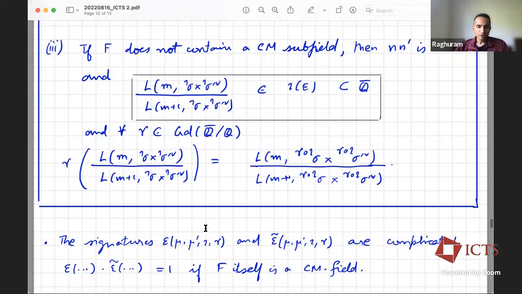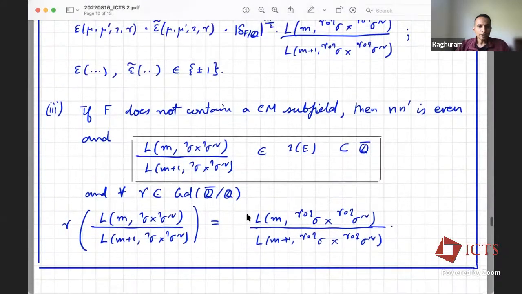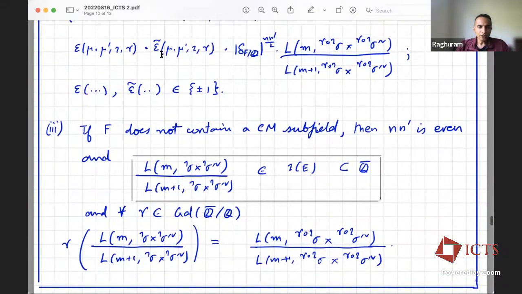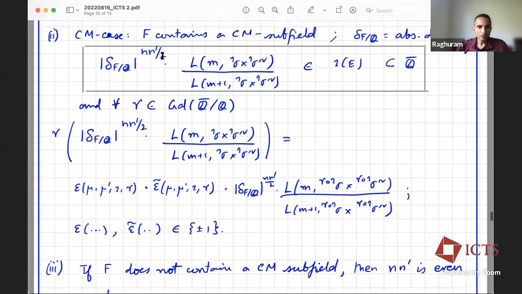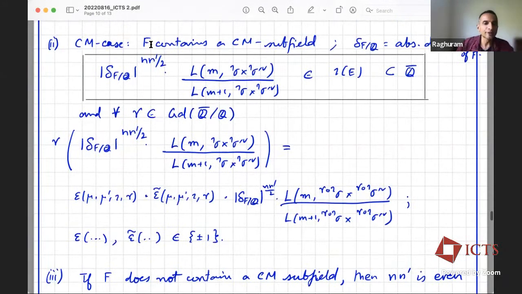So these signatures are, like I already mentioned, somewhat complicated. I will later, when I give you some hints about the proof, I hope to remember just to tell you how it shows up. And it's a fact that the product of these two signatures is in fact one. So let me go back to this situation where this is presumably the more interesting situation, where there is a CM subfield. Some people prove theorems just over a CM field. There, the individual epsilon and the epsilon tilde can be non-trivial. However, the product becomes trivial.